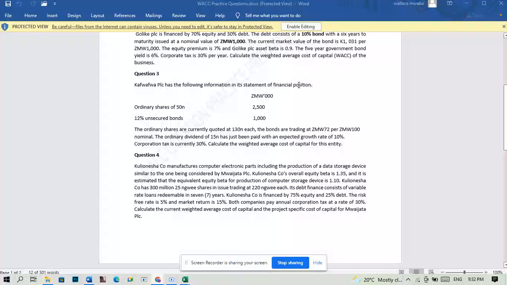Okay, ordinary shares of 15 Ngwe, 2,500, right? So this 15 Ngwe we see here represents the book value of the ordinary shares. This 15 Ngwe is the book value of the ordinary shares. And this 2,500 is the ordinary share capital, okay? Or we can also just say it's the value of the equity.